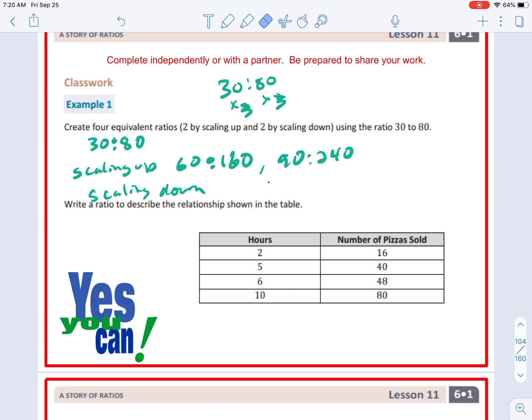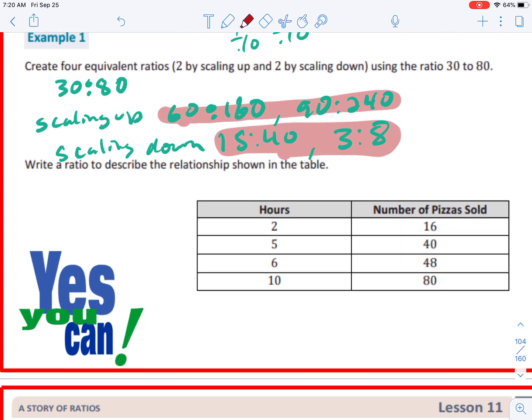Now scaling down, you're going to do the opposite. You're going to divide both numbers by the same number. So I'm going to divide both by 2. It's going to give me 15 to 40. And then I'm going to divide both by 10. That would give me 3 to 8. So I have 2 ratios for 30 to 80 scaling up here, and 2 of them scaling down here. Now let's look at the next one.